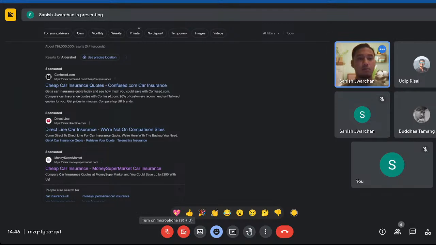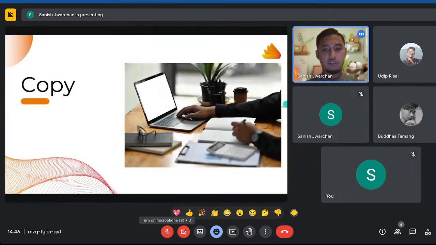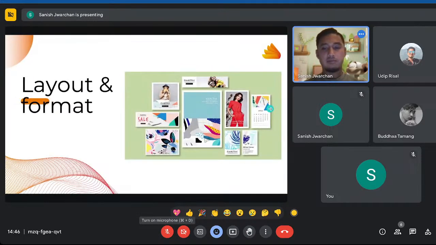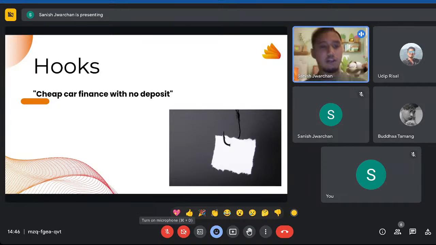Another thing I want to touch upon is something called a hook. If I share this screen again, I mentioned copy, I mentioned the layout and format. So another thing is hooks. Those of you who are here, what can you tell me about this hook? What can you tell me about cheap car finance with no deposit? What can you guys tell me?